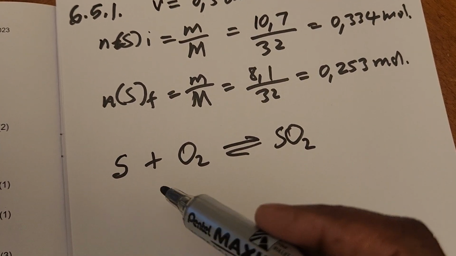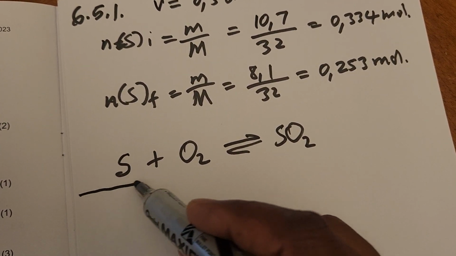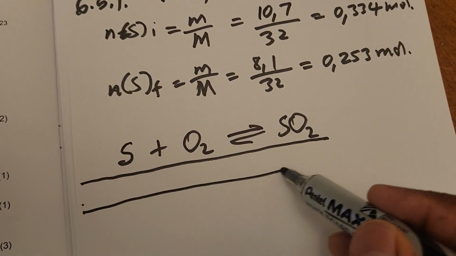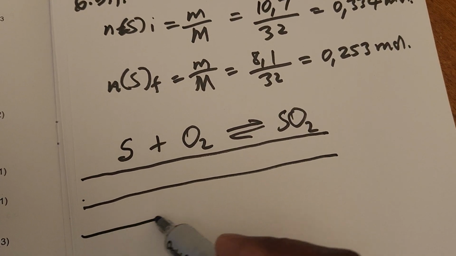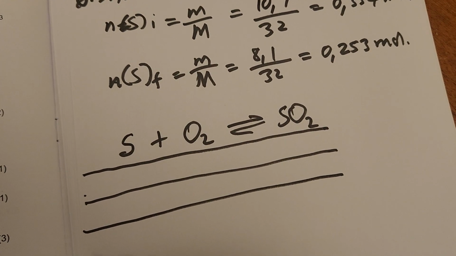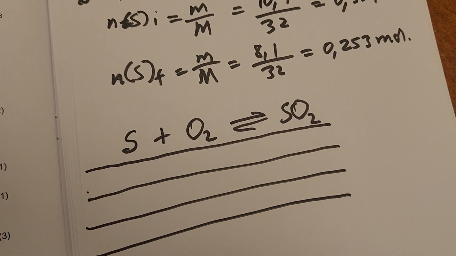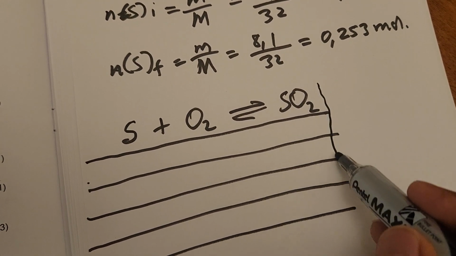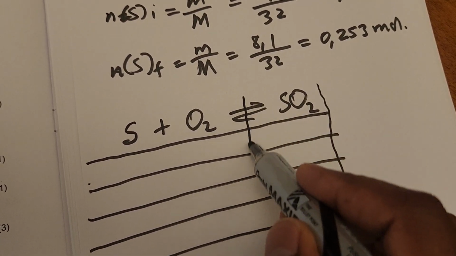What do we do? We draw 5 lines below this equation. 5 lines: 1, 2, 3, 4, 5. 5 lines. Each substance must have its own column.